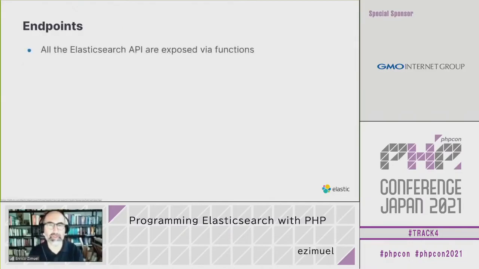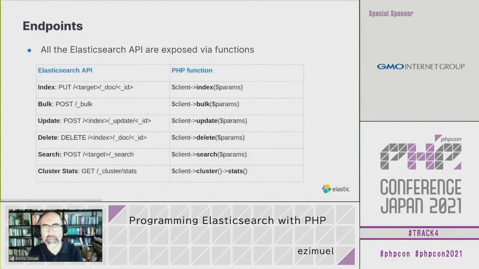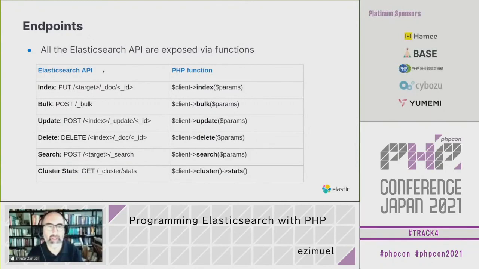Okay, let's focus on the endpoints, because as I mentioned, each API is exposed using a function. This is just a simple list, just to give you an idea. In the first column on the left of this table, there is the Elasticsearch API.